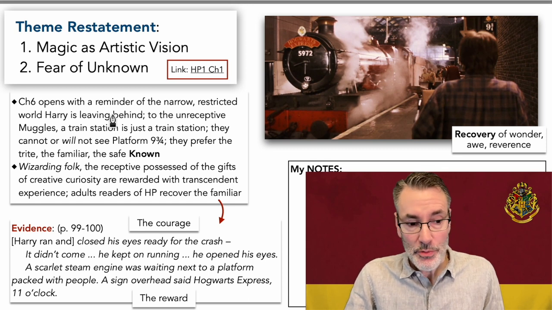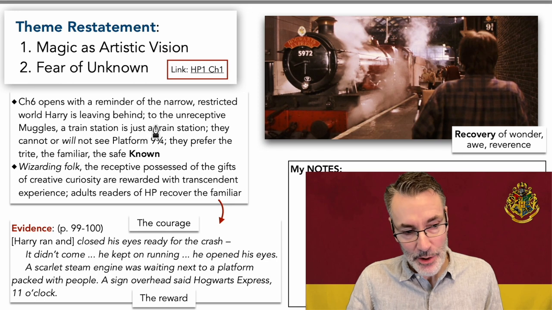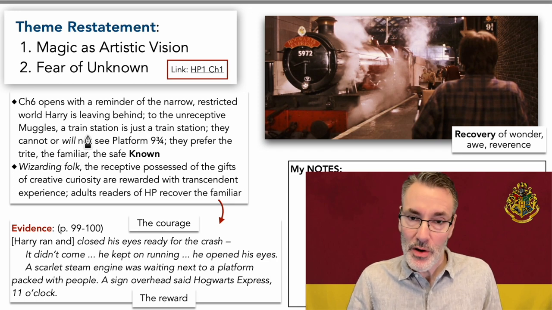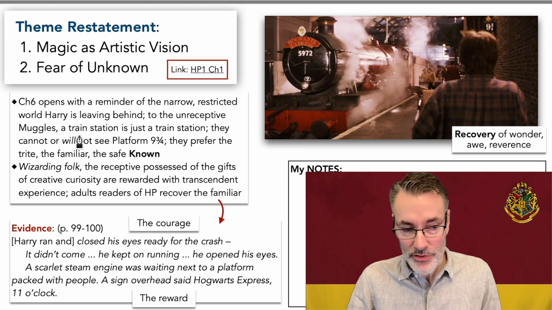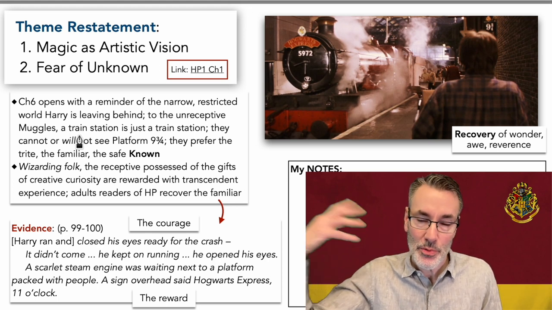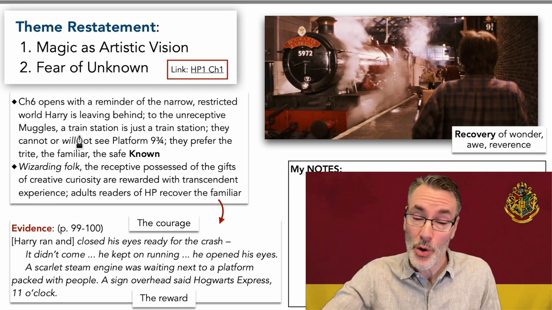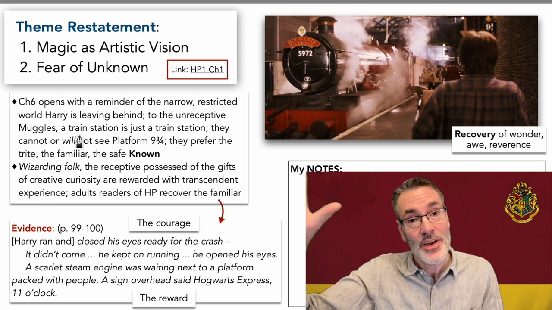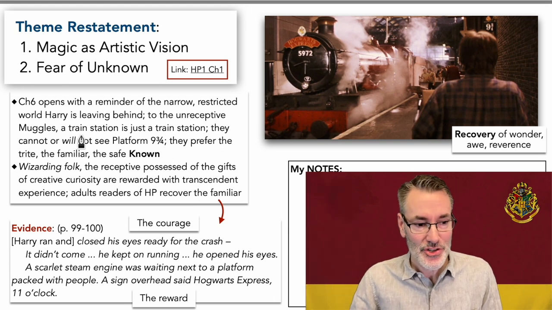So Chapter 6 opens with a reminder of the narrow, restricted world Harry is leaving behind. To the unreceptive muggles, the Dursley family, the chapter opens with the Dursleys. A train station is just a train station. To an adult going to work, commuting every day, we don't see the world. We pass through a world we don't see anymore because we don't have the young, naive vision of a child, the good, naive vision of a child.